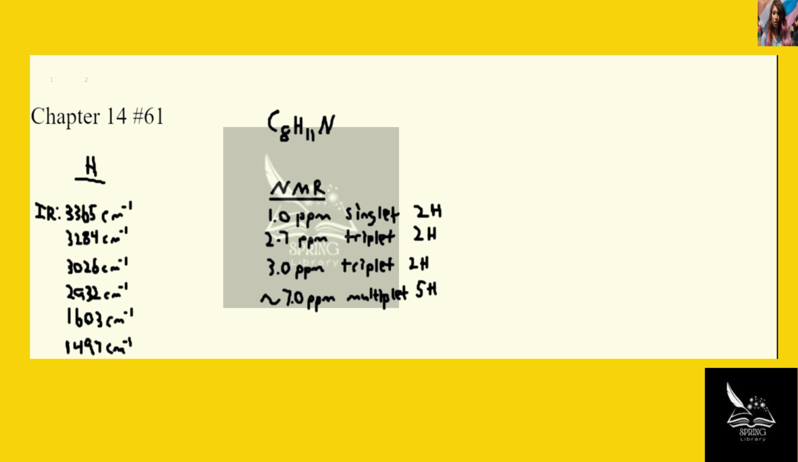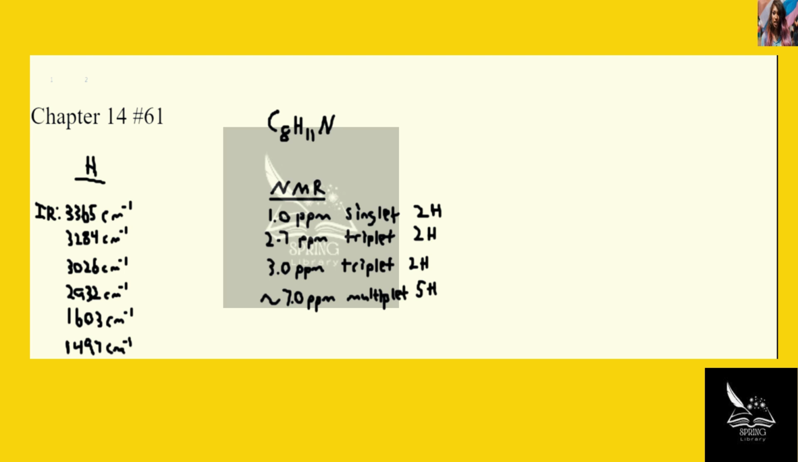This is the answer to Chapter 14, problem number 61 from the Smith Organic Chemistry textbook. In this problem, we're asked to come up with the structures of isomers H and I. And we're given a molecular formula and then IR data and NMR data about each of the isomers.